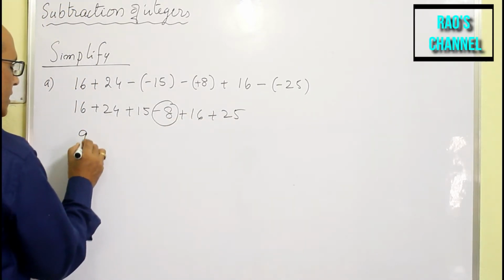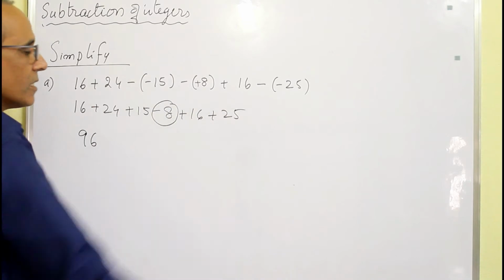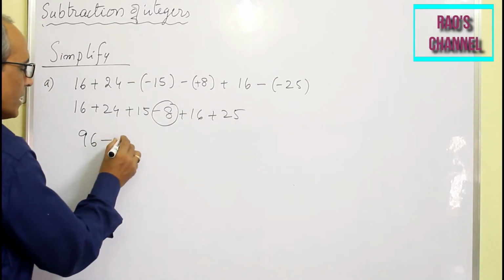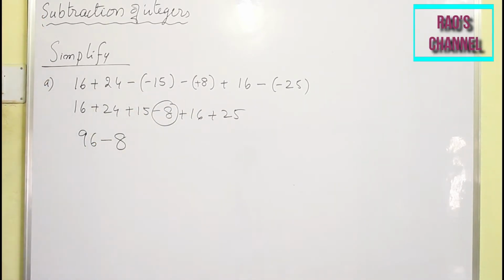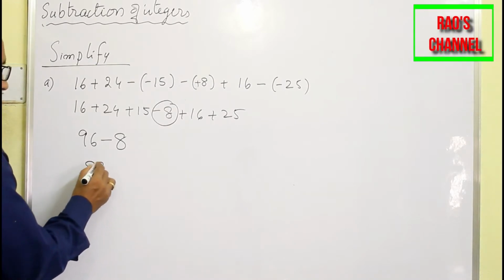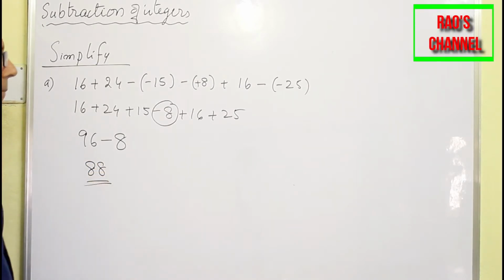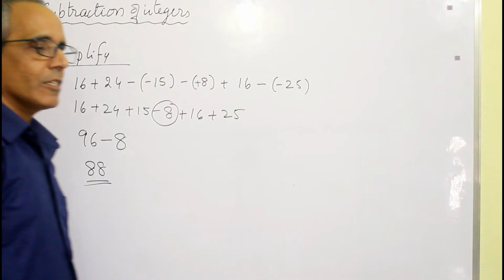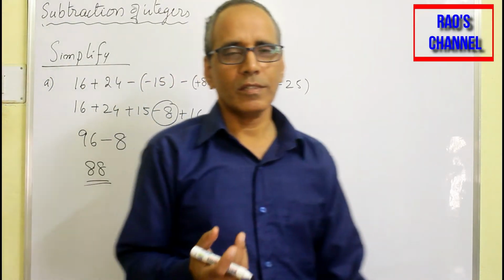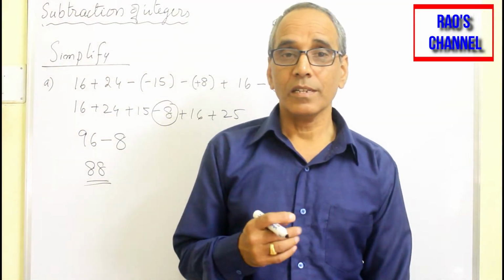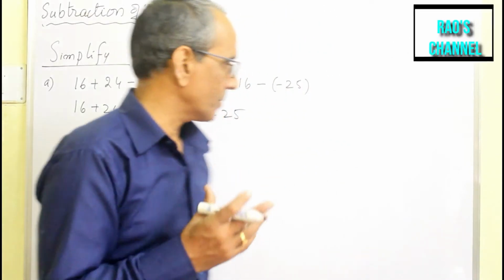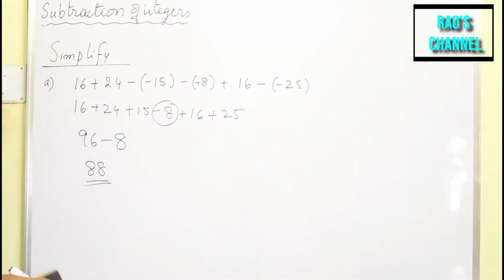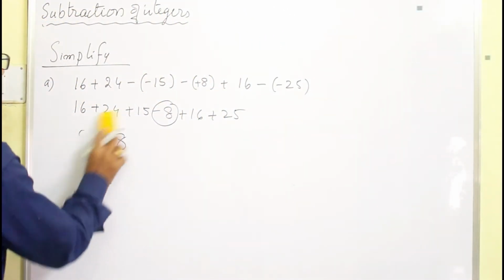The 96 is the sum of all positive integers, and we have only one negative integer, that is minus 8. So the result is 88. See how simple. You do not break your mind over the inverse and something, but that concept you have to learn. Clear? One more of the same.